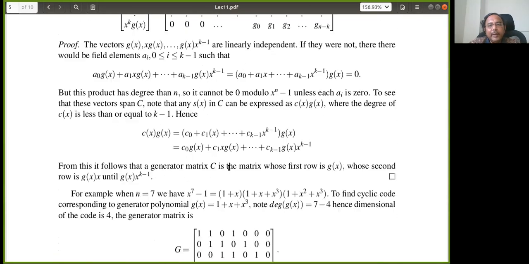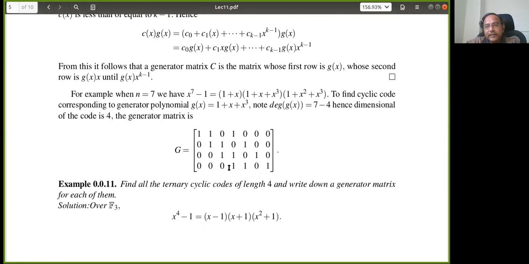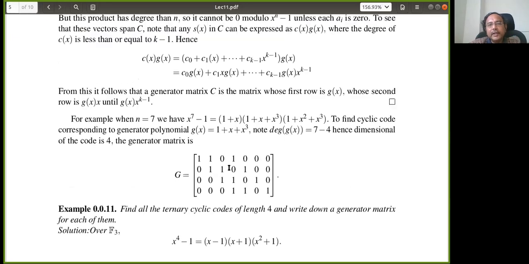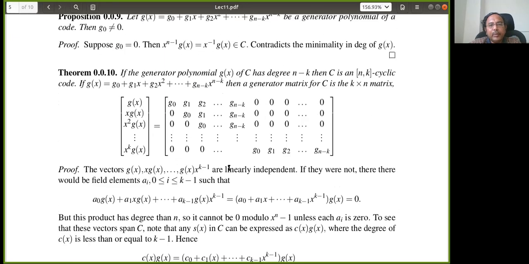Why are they linearly independent? It is just that they are cyclic shifts, so we can easily check that they are linearly independent. How do you check linear independence? Generally, you take a linear combination, right? That is the proof also.